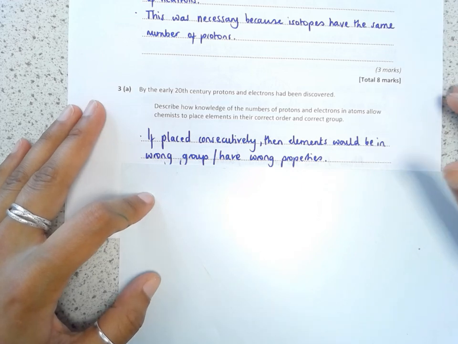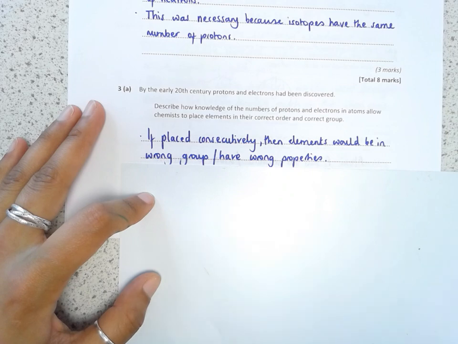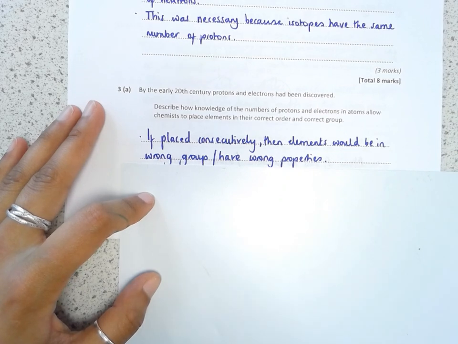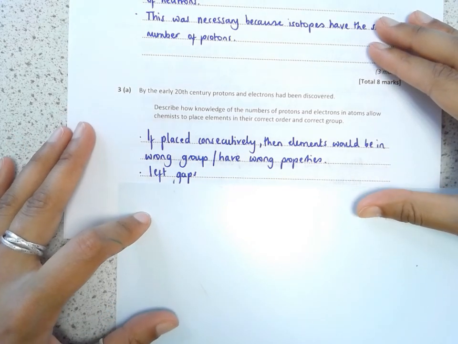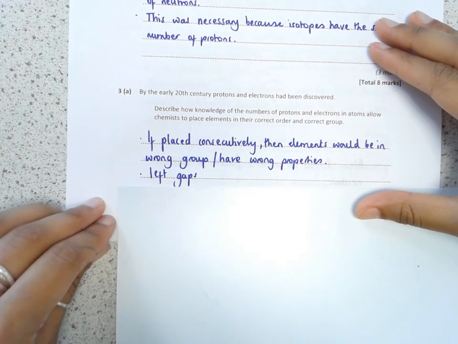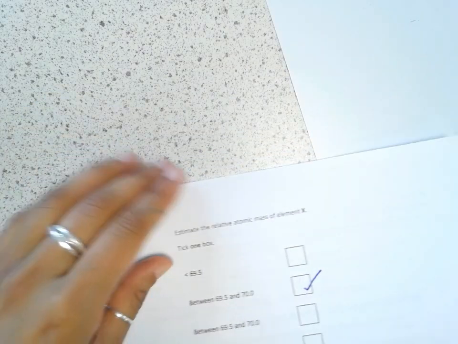So if they were in perfect ascending order of proton number, then they would be put into the wrong groups. So what Mendeleev did was leave gaps, and he actually switched a lot of elements around that didn't quite fit with the properties in that group. So he prioritized properties before any kind of atomic number or mass number.